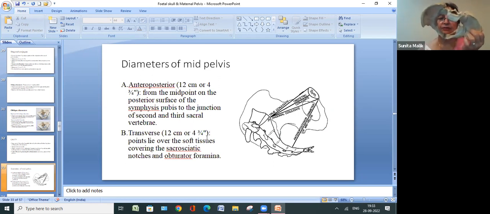So the diameters, I said 12 centimeters all around. From the midpoint on the posterior surface of symphysis pubis to the junction of sacral S2 and S3. And the transverse lies over the soft tissue because as you see, there's nothing in the cavity, it's a gap, the sacrosciatic notch. So soft tissues are only there. The points which touch the soft tissue over the sciatic notch and the obturator foramina, that is the transverse diameter of the mid pelvis, also known as the plane of greatest dimension.